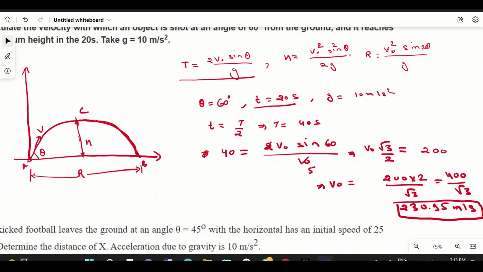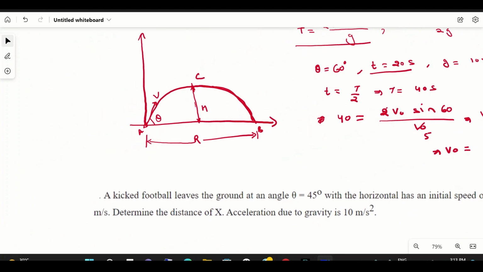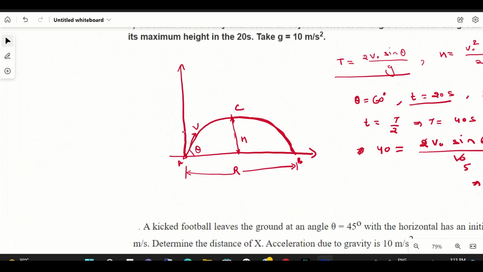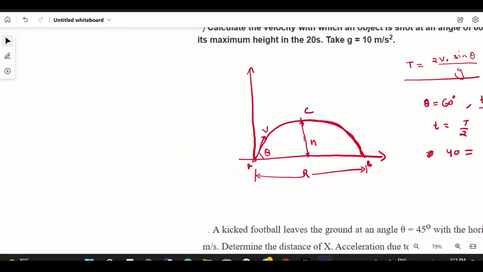If you don't remember this formula, then you can also solve like this. What will be the vertical component of this velocity? Vertical component will be v sin theta, or v sin 60, and you know that v is equal to u plus at. Here v is final velocity, u is initial velocity, a is acceleration due to gravity. Here t is time.